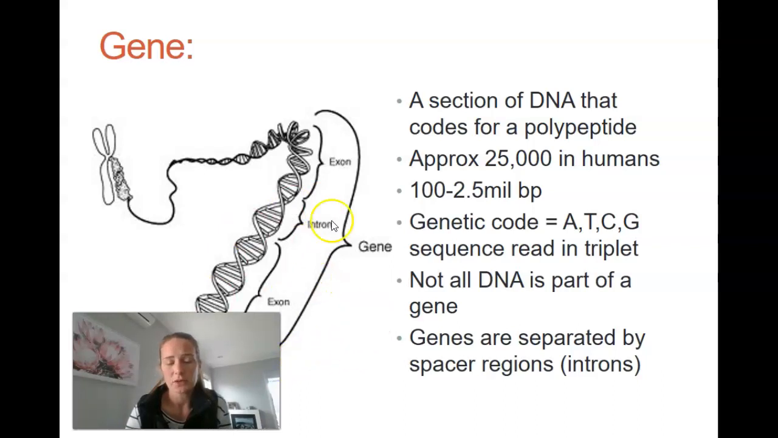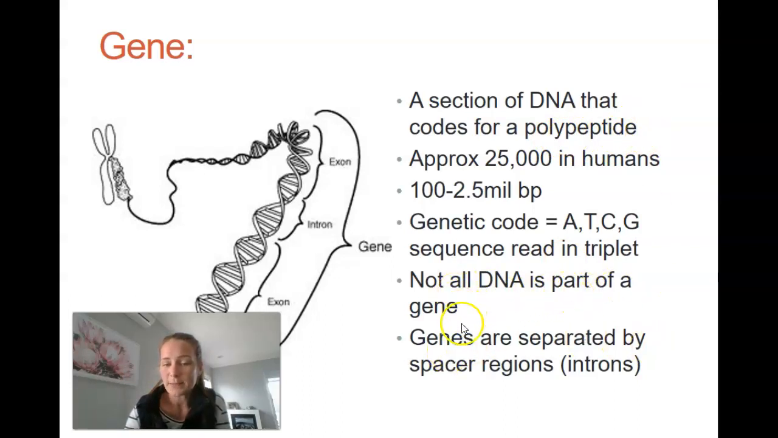Definition of a gene. If we're going to talk about gene expression, then we need to remember what a gene is. So a section of DNA that codes for a polypeptide is the short and sweet definition. Roughly 25,000 genes in the human genome, which can range from between 100 to 2.5 million base pairs, so they can be very small or very large. The genetic code is that sequence of A, T, C, and G that we've become familiar with, and that's read in triplets that we call codons. So each gene is read in sets of 3 bases at a time, and that set of 3 bases will correspond to an amino acid to build the resulting protein or polypeptide.